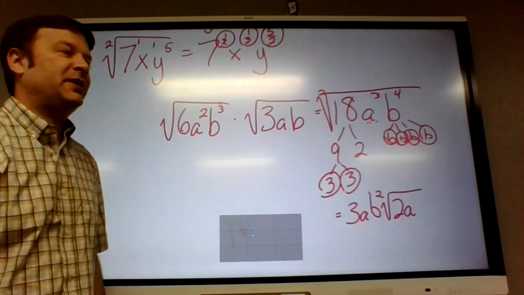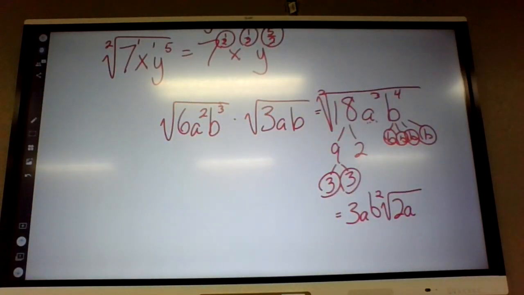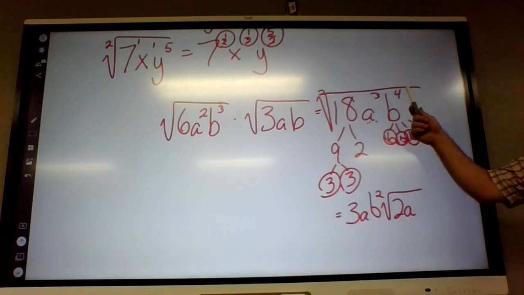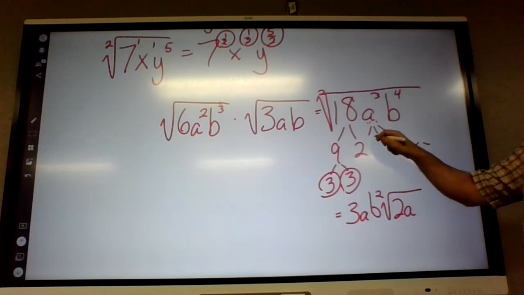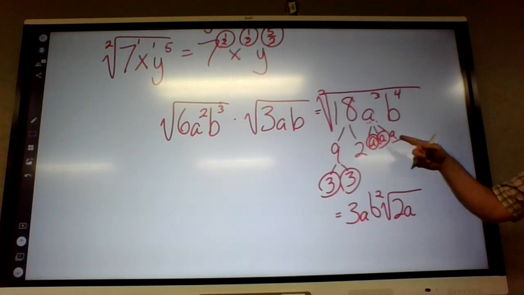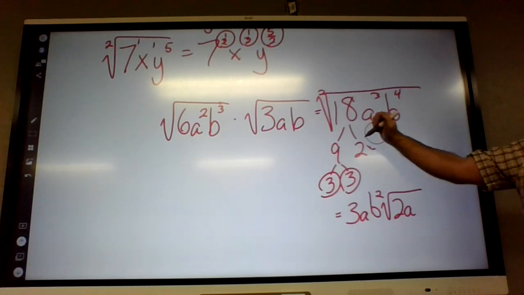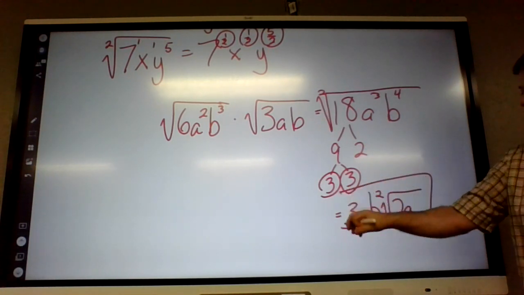I'm still not sure which way is easier. Which way do you guys think is easier? Like 3 divided by 2, or like a comes out, a is left behind? Maybe if we started that way, that would be easier. Too late now. Okay, anyway, that's the answer.